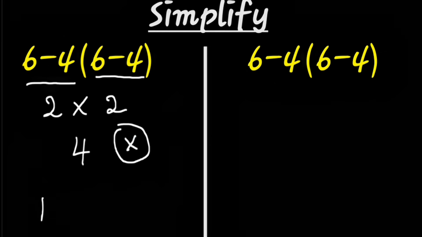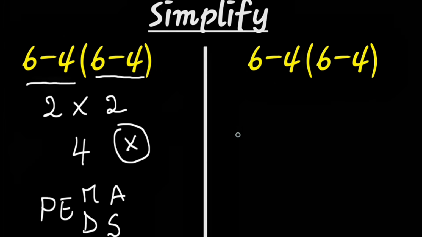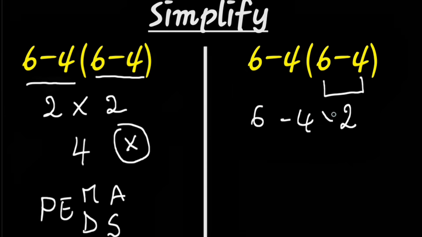We have to follow the order of operations, PEMDAS. Parentheses first, then exponents, then multiplication and division, and finally addition and subtraction. First, solve inside the parentheses. 6 minus 4 equals 2. Now we have 6 minus 4 times 2.